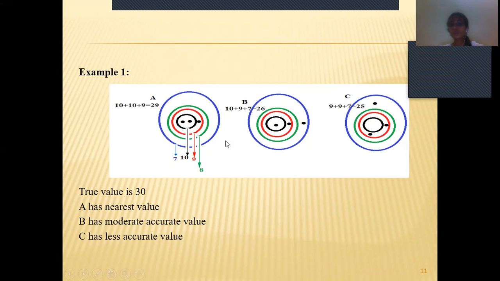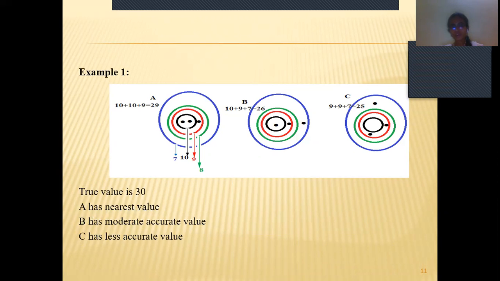The total number of points, the true value that we should get, is 30. So 30 is the true value, but person A got 29. That 29 is nearest to the 30 value. So A has the nearest value, and B is somewhat near to the true value.